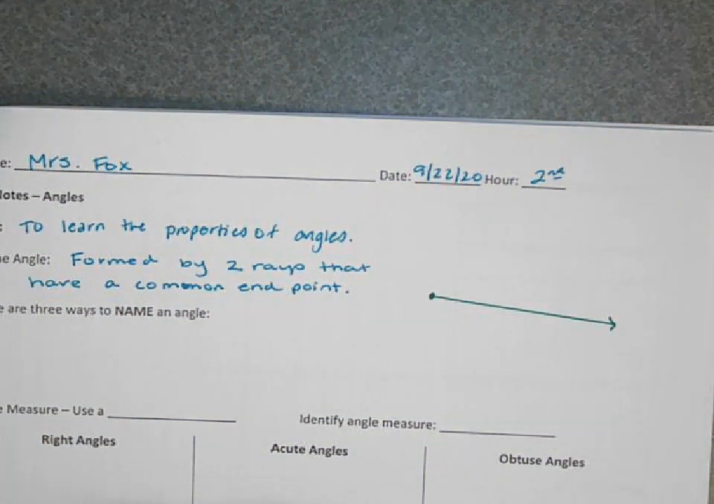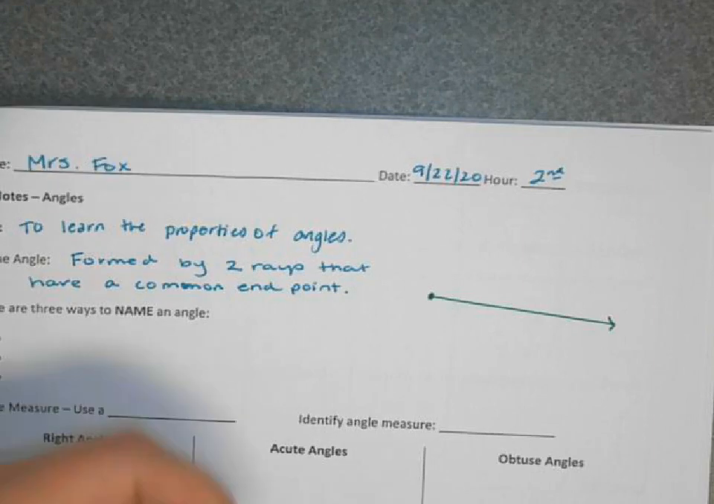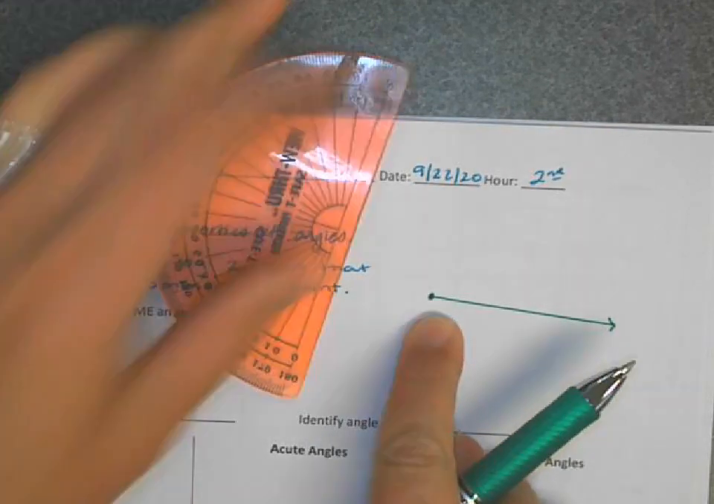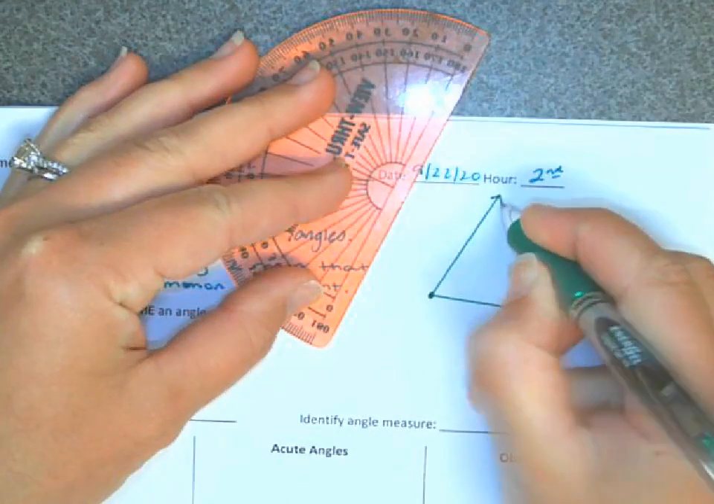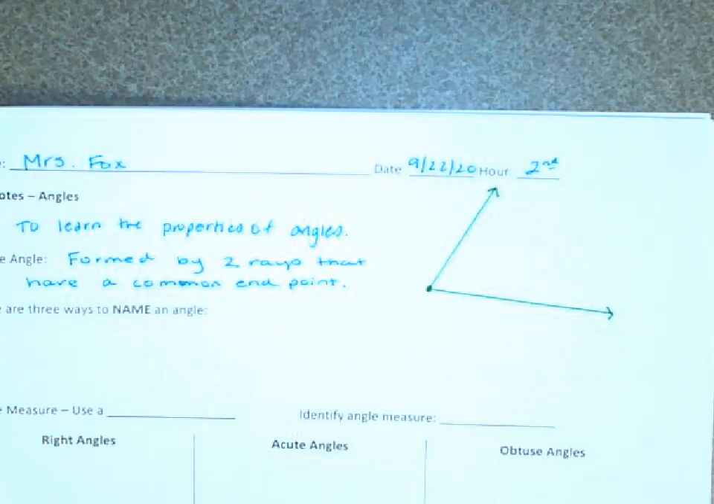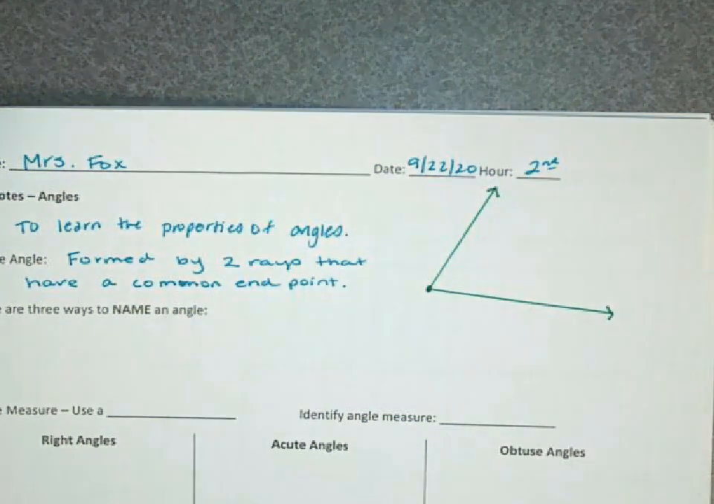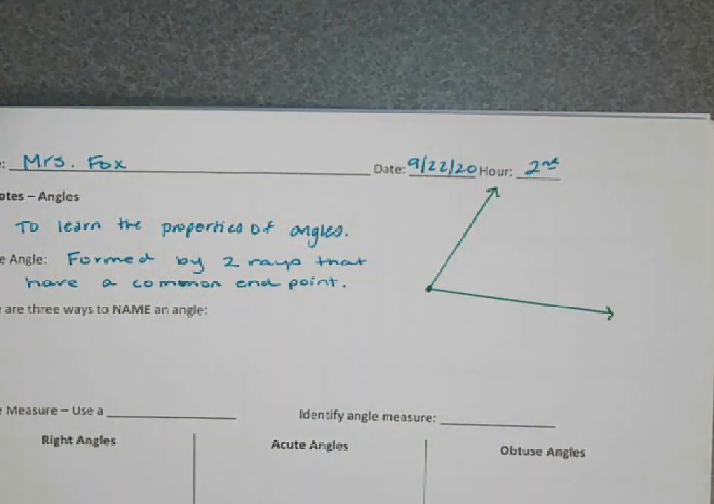Okay. And then we're going to draw a second ray that has a common endpoint. So it has the same endpoint, and it's just going to go in a different direction from the other ray. So it looks something like this. So that's an example of what an angle is going to look like.